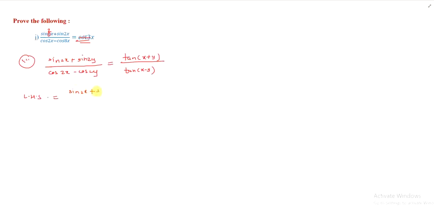Sin 2x plus sin 2y upon cos 2x minus cos 2y. Now this is in defactorization form. Just like what? Here for your understanding I can write that here.